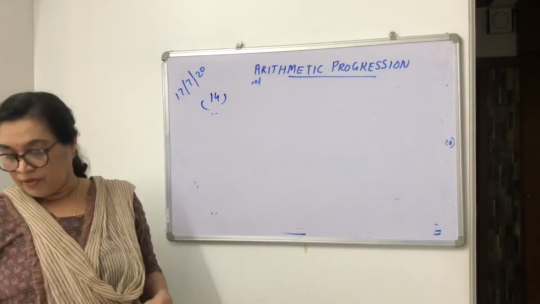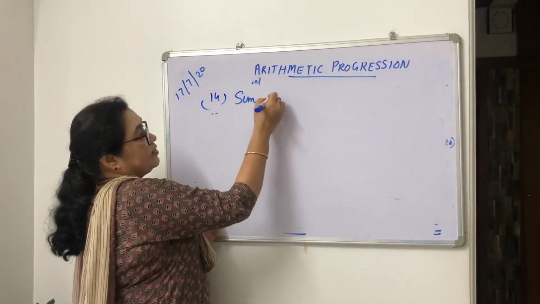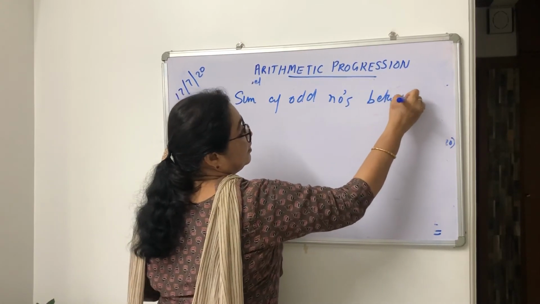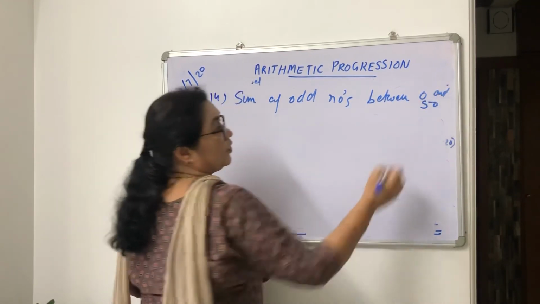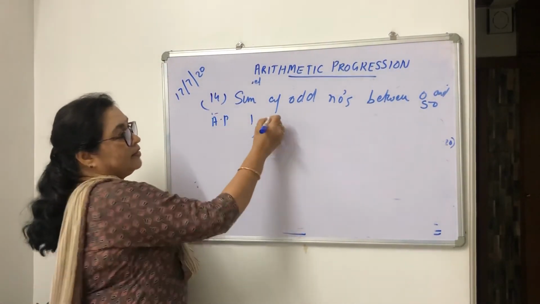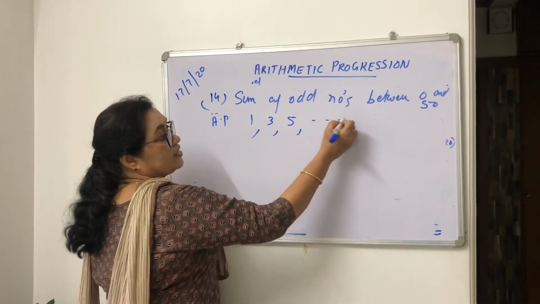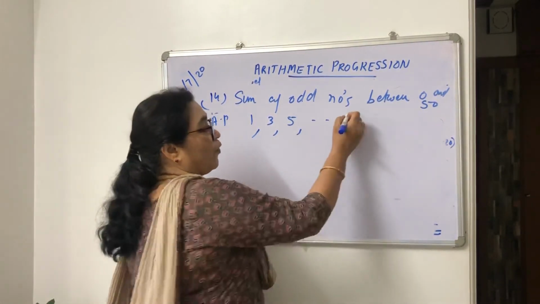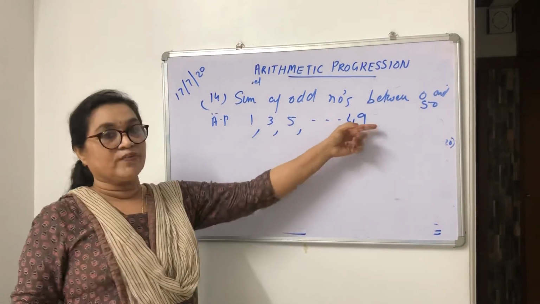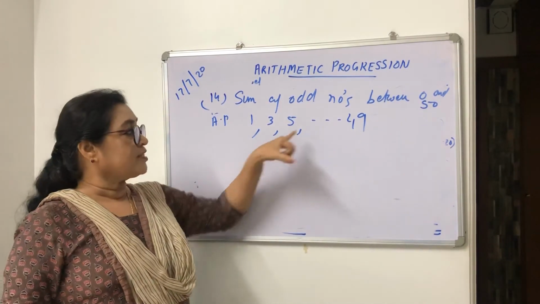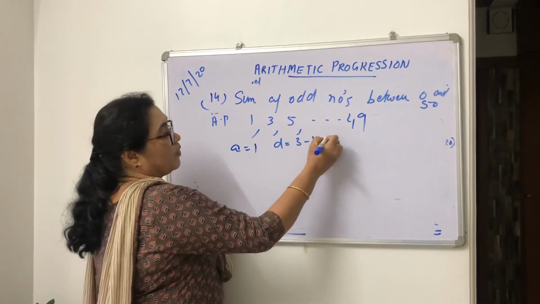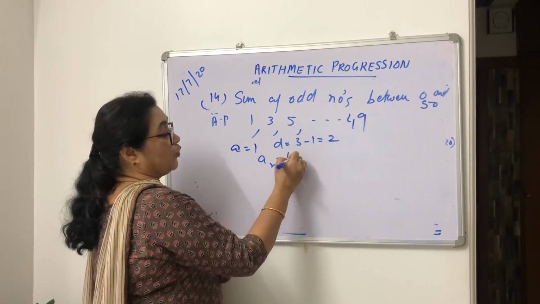Sum of odd integers, odd numbers between 0 and 50. Between 0 and 50, the first odd integer is 1, 3, 5, and so on. The last odd integer is 49. Here how many numbers are there? You have to find that out. The last term is 49. So A is equal to 1, D is equal to 3 minus 1, that is 2. An is equal to 49.